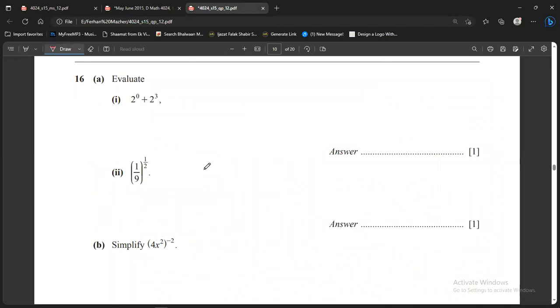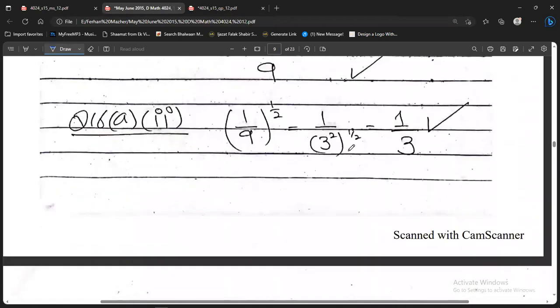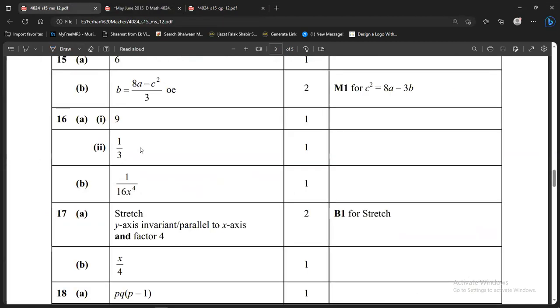Question number 16A, second part, 1 by 9 and whole raised to power 1 by 2. So the square root of 1, that will be 1. 9 can be written as 3 square. So raised to power 1 by 2, powers multiply. So this 2 and this 1 by 2 will be cancelled. So 3 raised to power 1. So the final answer will be 1 divided by 3. And it is the right answer, sir.